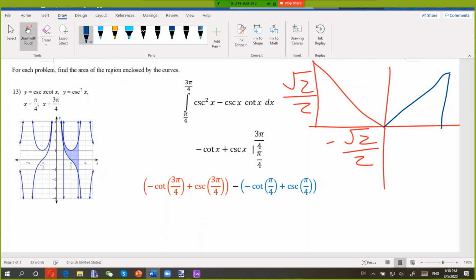And then I'm going to subtract my lower bound, which is negative cotangent at pi fourths, which again is x over y. So that's root 2 over 2 divided by root 2 over 2, which is 1. Plus the cosecant is my 1 over my y value.